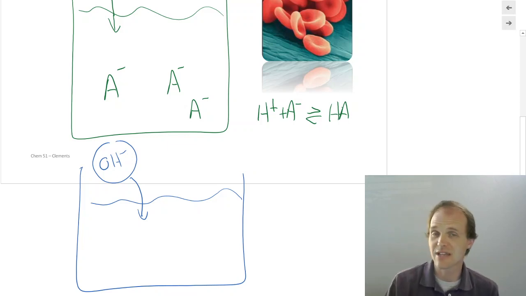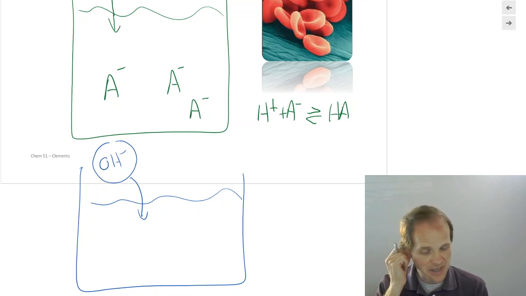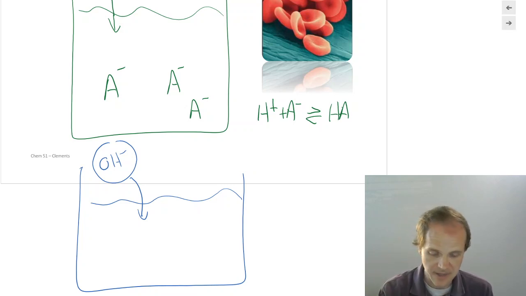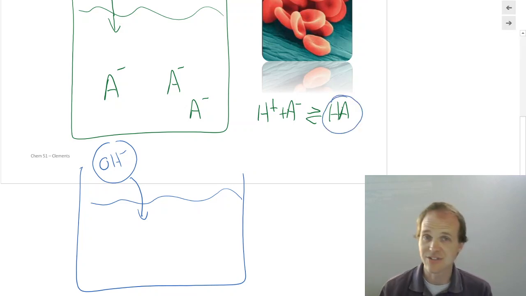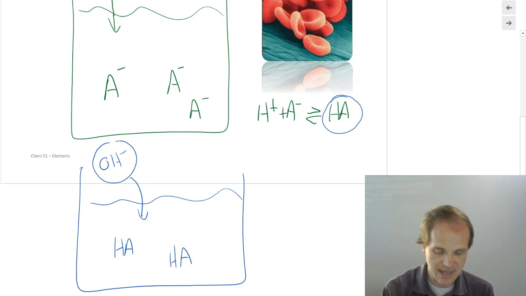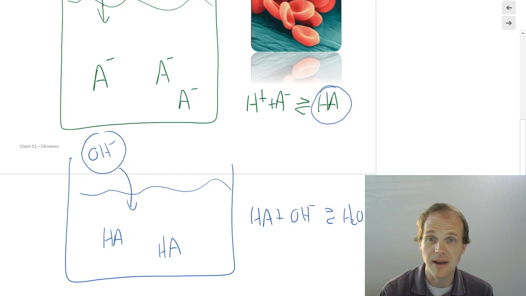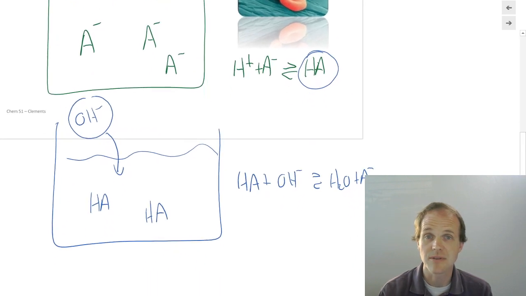Now, of course, there is our gastric juices, which are relatively acidic, and so those can counter it all by themselves. But it turns out another way to do that, and it comes kind of naturally from what we did before, is to have a bunch of HA around. And then the HA can react with the OH minus to form water and A minus. Let me scroll that there.